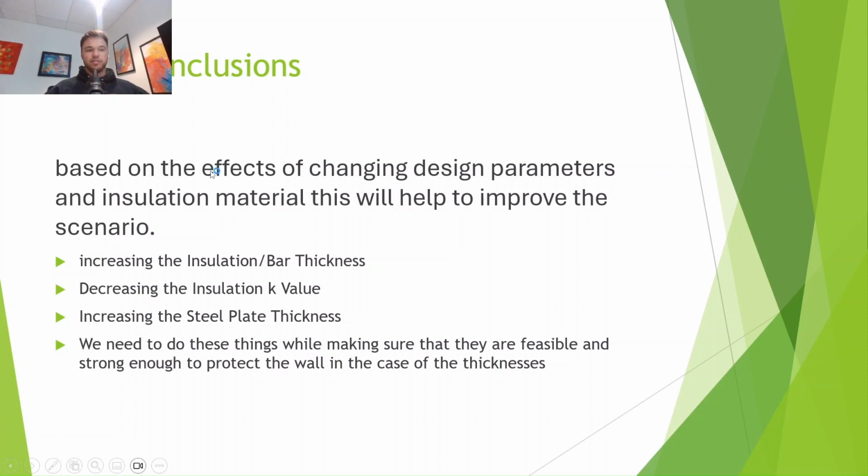So then the final conclusions, based on the effects of changing design parameters and insulation material, this will help to improve the scenario: increasing the insulation bar thickness, decreasing the insulation K value, increasing the steel plate thickness. We need to do these things while making sure that they are feasible and strong enough to protect the wall in the case of the thickness, along with cost effective. We don't want to be wasting money to save a very, very little amount of heat.